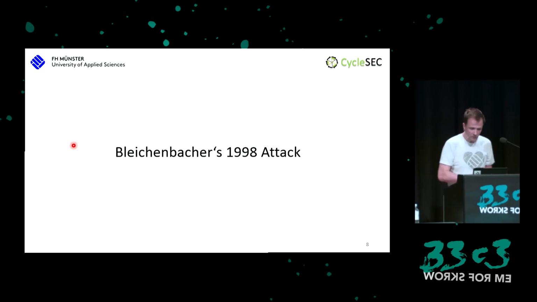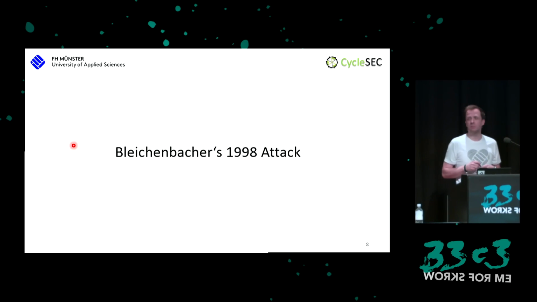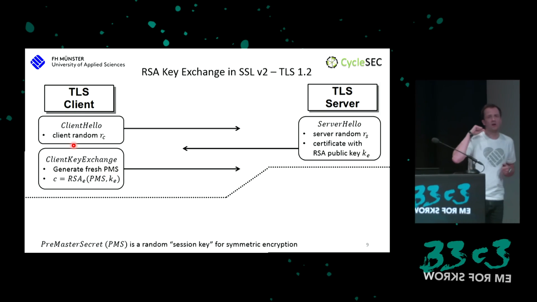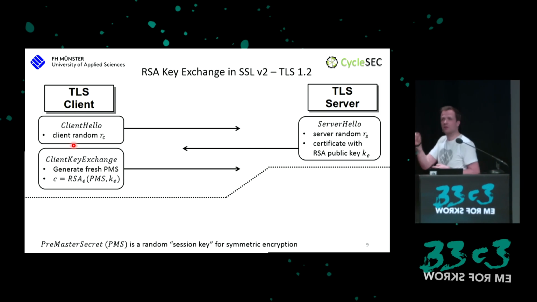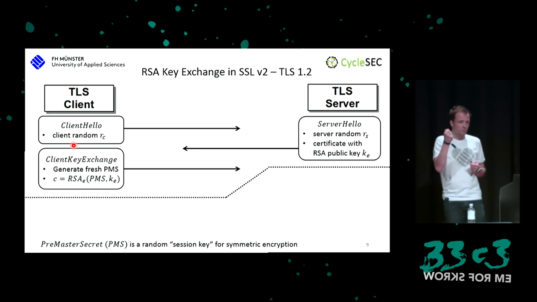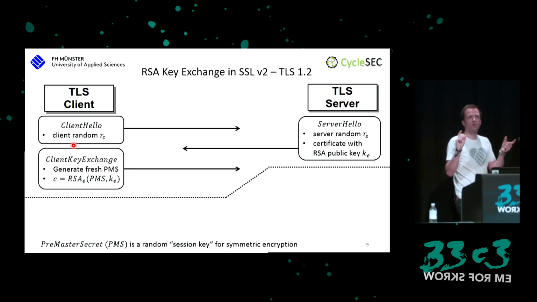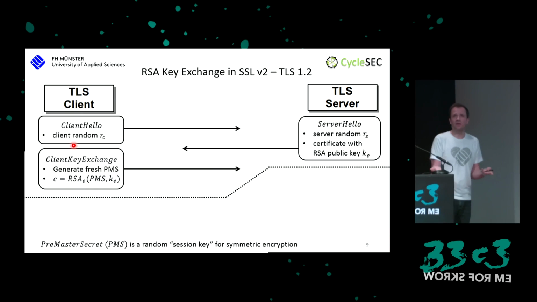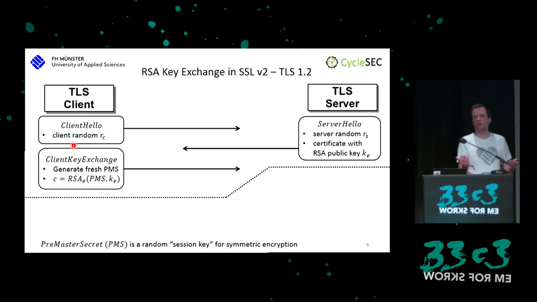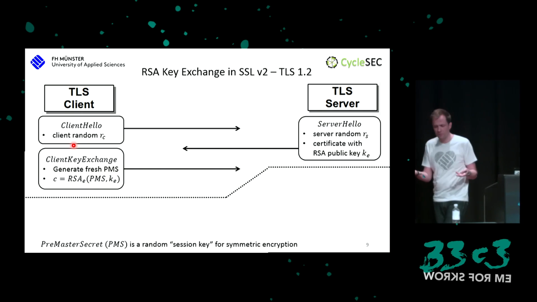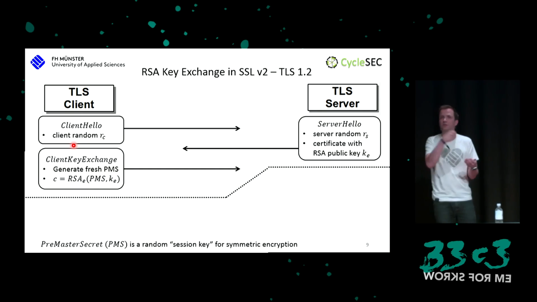Okay. So let's start with Bleichenbacher's 1998 attack. And before I start with that, I just want to quickly repeat the RSA-based key exchange for TLS. So there's various ways of negotiating a key. And when I say a key, it always means a symmetric key, right? So asymmetric encryption, for example, with RSA is pretty expensive. So therefore, we just do the key exchange.